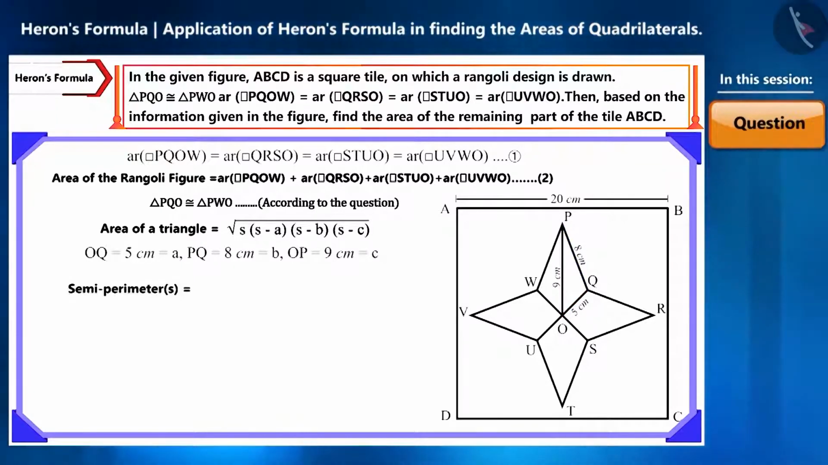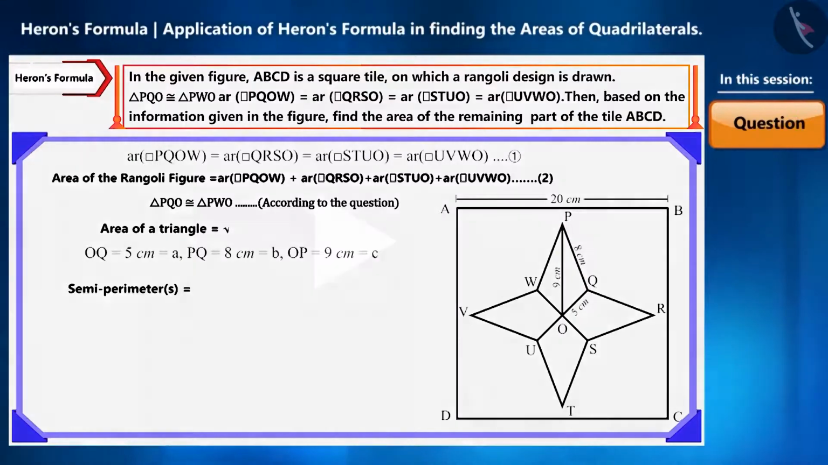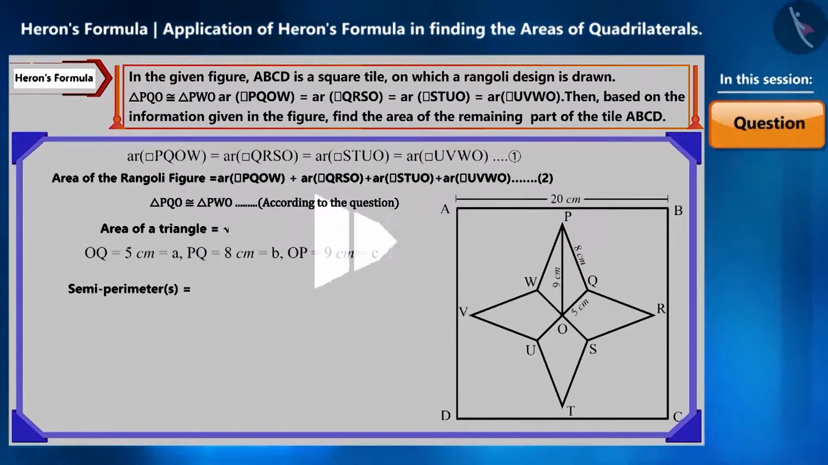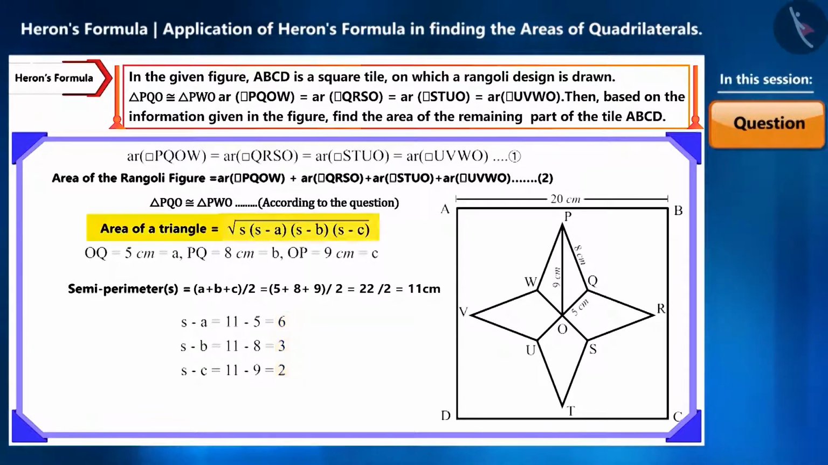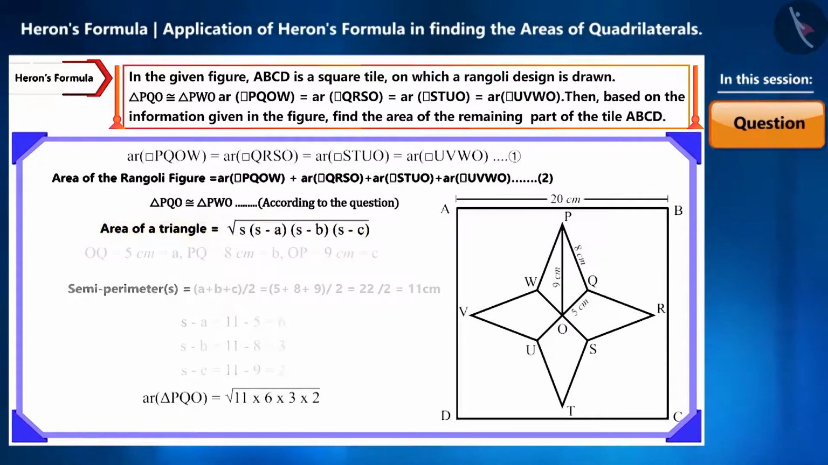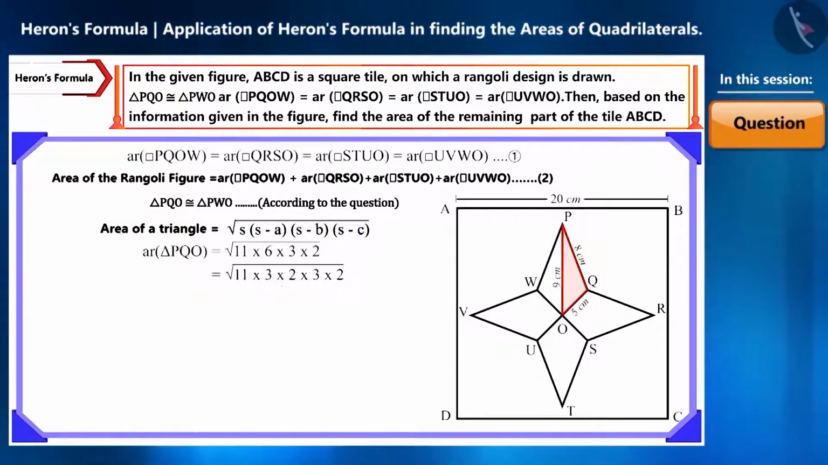Now, we have to find the value of the semi-perimeter, that is s. You can pause the video and try it. In this way, we obtained s as 11 cm. Keeping the formula in mind, let's find the value of s minus a, s minus b and s minus c. You can see that we obtained it as 6, 3 and 2 respectively. Now we can substitute all these values in Heron's formula and solve it. And we obtain the area of triangle PQO as 6 root 11 square centimeters.